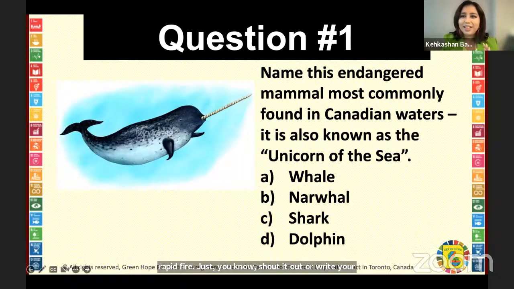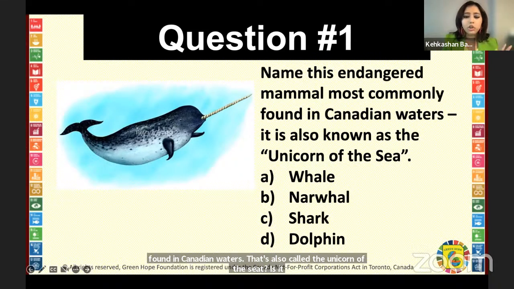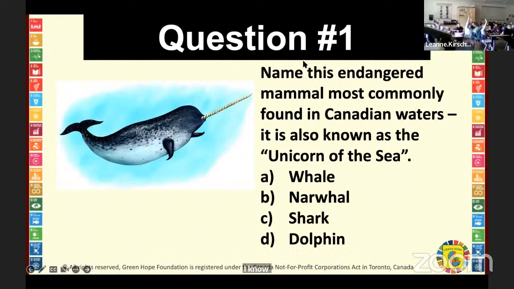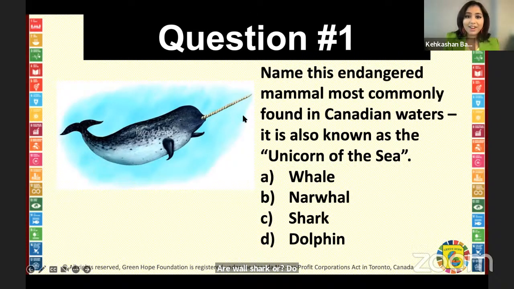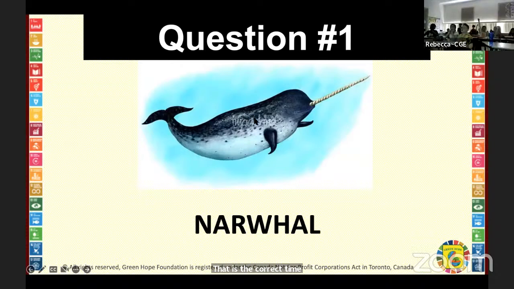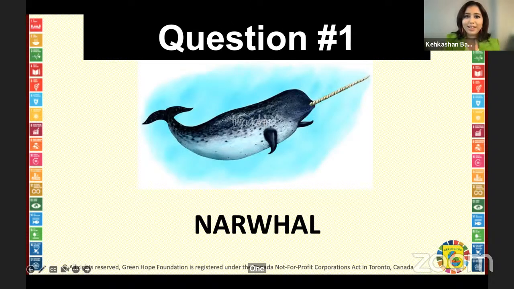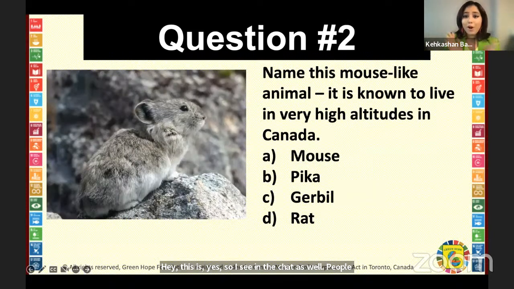Okay, so name this endangered mammal most commonly found in Canadian waters, and it's also called the unicorn of the sea. Is it whale, narwhal, shark, or dolphin? Call it out. Narwhal. That is the correct answer. It is narwhal. Yes. So I see in the chat as well, people have written narwhal. So great job.